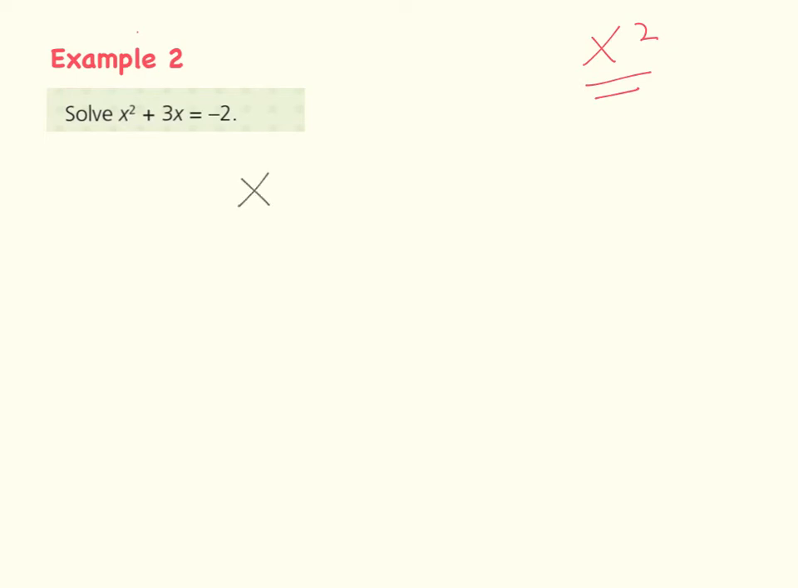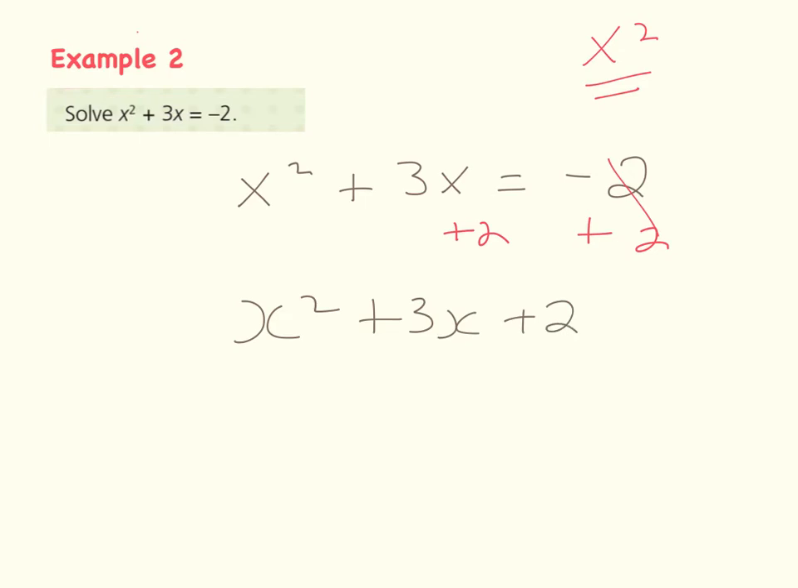My original quadratic is x squared plus 3x equals minus 2. But I would like a 0 on this side. So I'm going to balance this equation out so that I get a 0. So I am going to plus a 2 here and plus a 2 on this side. You will notice that the minus 2 and the plus 2 cancel. And now my new equation is x squared plus 3x plus 2 equals 0. Just that little step I needed to do to get it looking in the correct way.